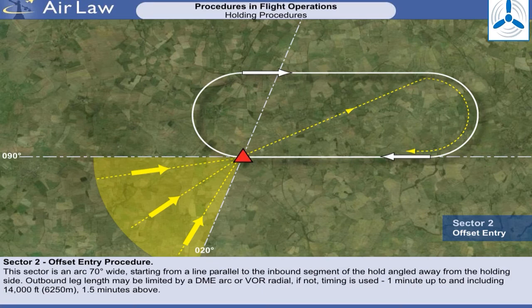the offset entry procedure. Upon reaching the fix, the aircraft is turned onto a heading which is 30 degrees divergent from the inbound track. This is maintained for approximately 1 minute, after which the pilot will turn to capture the hold track and return to the fix. On reaching the fix, the pilot will fly the normal holding pattern, as shown. Again, because of overlap, the Sector 2 offset join is permissible for magnetic headings of 015 clockwise through 095.